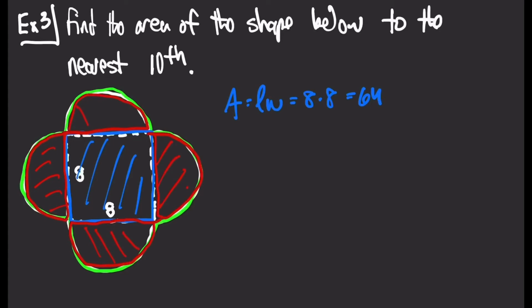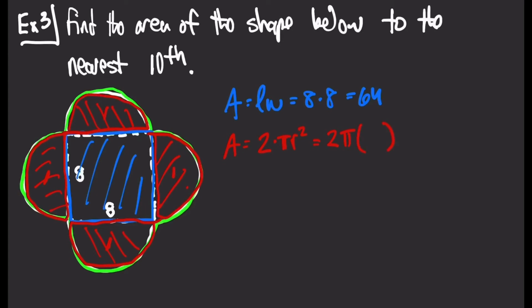Well, if you think about this, 4 semicircles is the same as 2 circles, right? This half and this half make up 1, and then this one here and that one there make up 1. So I'm going to find the area by taking 2 times pi r squared. So that's going to be 2 pi times, what's the radius?